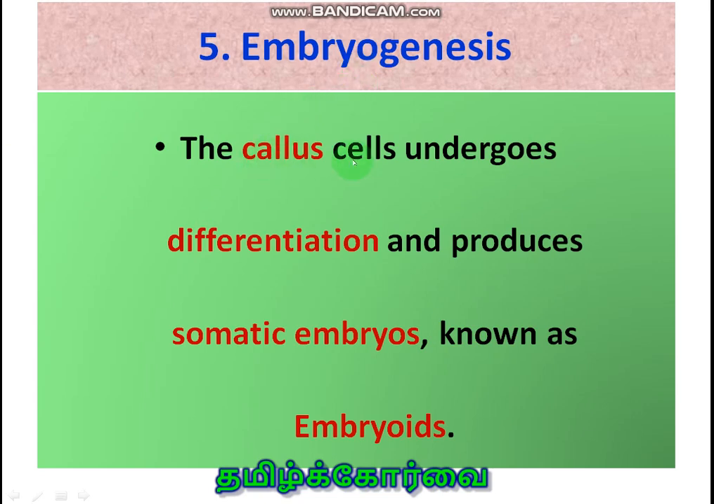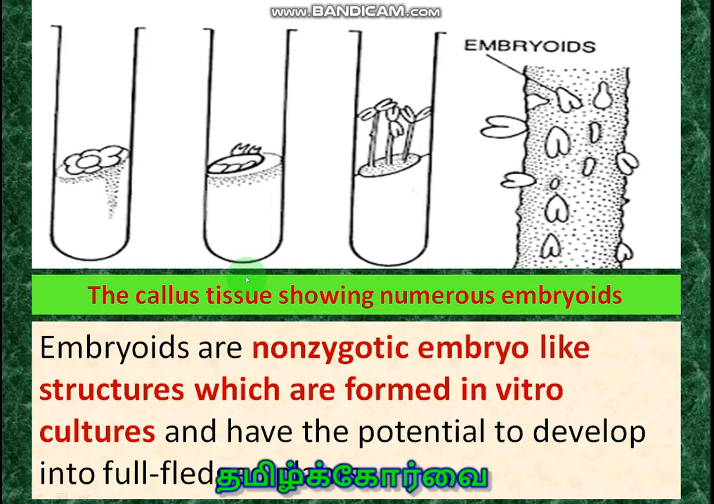Embryogenesis. The callus cell undergoes differentiation. Differentiation, I already told you it is undifferentiated, now it undergoes differentiation and produces somatic embryos known as embryoids. So somatic embryos are not actual embryos. So this is the callus. It starts producing the embryoids. You see, embryoids give the appearance of actual embryos coming out from the zygote. The callus tissue showing numerous embryoids.